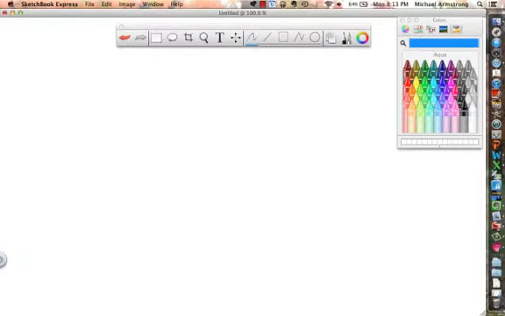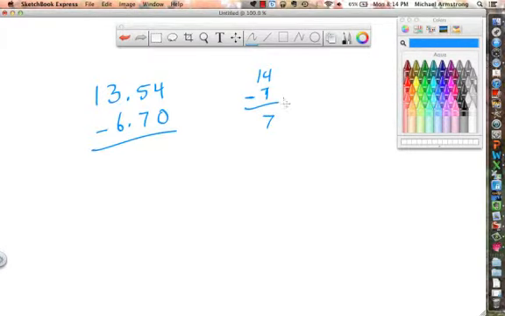They still want us to estimate. For instance, if we have 13 and 54 hundredths, and we're subtracting 6 and 7 tenths. Okay, we've lined everything up. Our ones places are lined up. Our tenths places are lined up. We don't have a hundredth, but we can add it. We can add that 0 in just to fill up the place values. And we're subtracting. Now they want us to estimate, so we might say 14, because 13.54 rounds to 14, minus 7, because 6.70 rounds to 7. And 14 minus 7 should be 7. And that's probably the best way to do it.